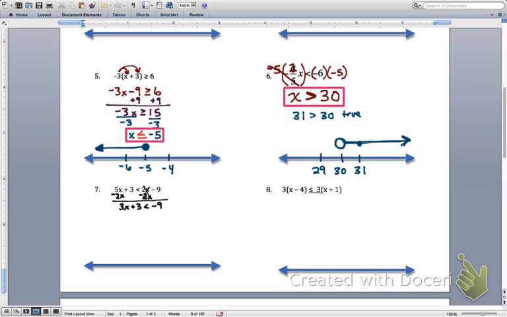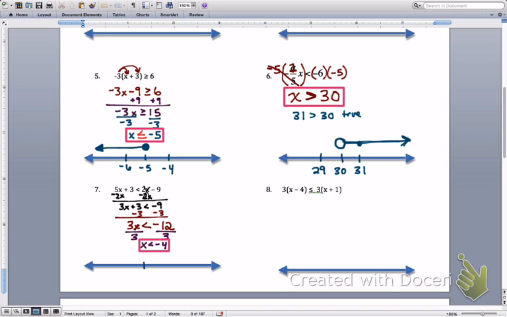Next, I need to get my numbers on the right side. So I'm going to subtract 3 from both sides. 3x, those positive and -3 cancel. -9 minus 3 is -12. And our last step is to get 3x by itself by dividing by 3. And I get x is less than -4. Note that my sign did not change because I divided by a +3.